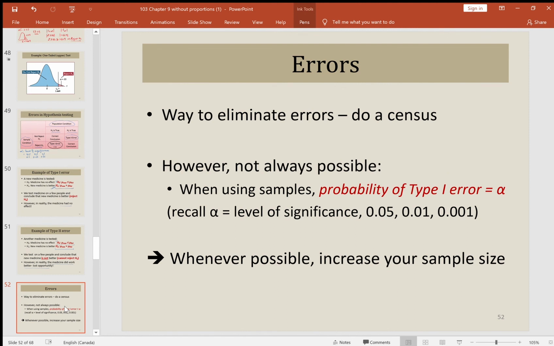Well, the best way to eliminate errors is to do a census, but it's not possible. It's not always possible, especially when you're testing new medicines. So then what we do is we can reduce the probability of making type 1 error, and wherever possible, we try to increase our sample size, right? So that's why it is said that take as large a sample as possible when you're doing hypothesis testing. Okay, so I hope that is clear.